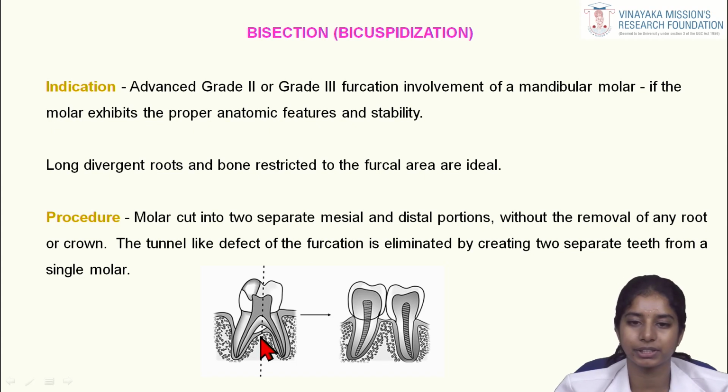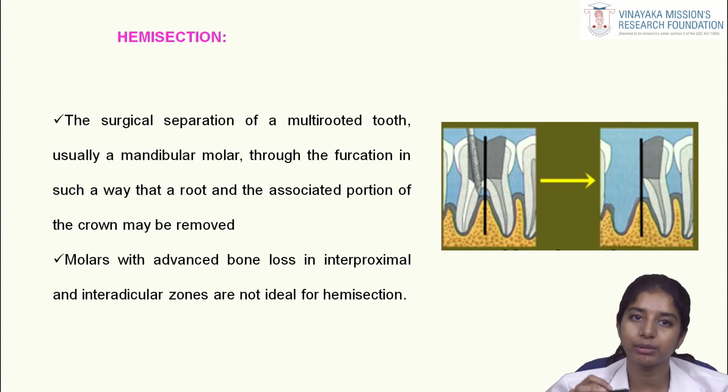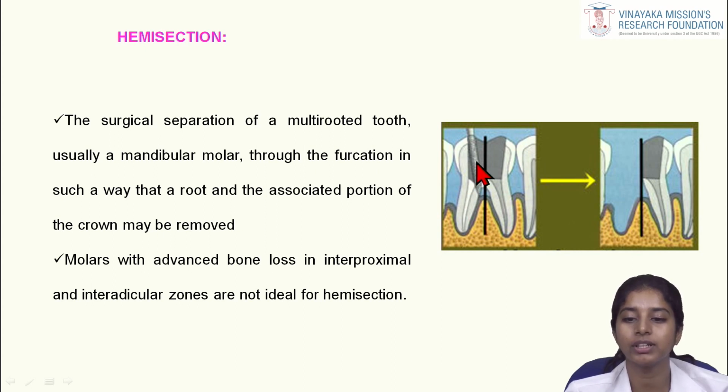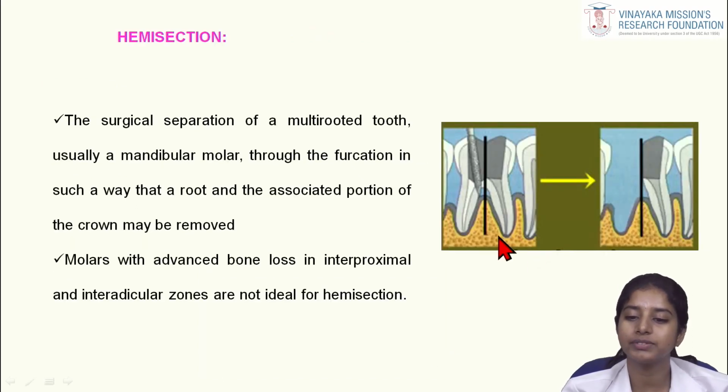This is bicuspidization. Then we have hemisection, which is surgical separation of a multi-rooted tooth, usually a mandibular molar, through the furcation in such a way that the root and the associated portion of the crown is removed. We have to remove the diseased root and the associated portion of the crown, in contrast to bicuspidization where we won't remove the root and the crown part. Molars with advanced bone loss in the interproximal or interradicular areas are not ideal for hemisection procedures.